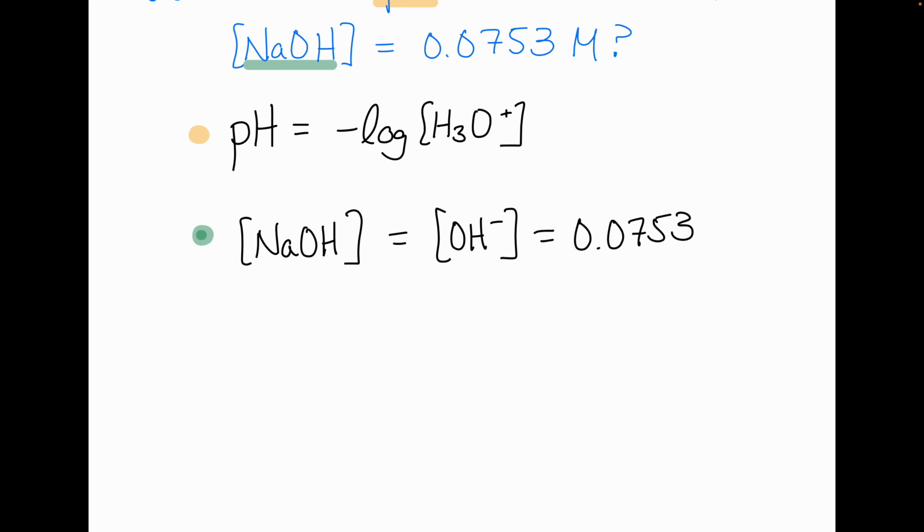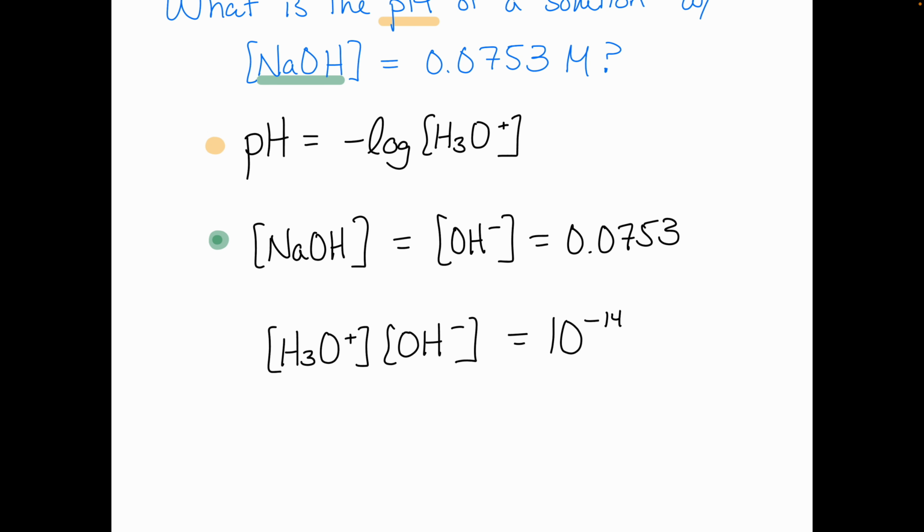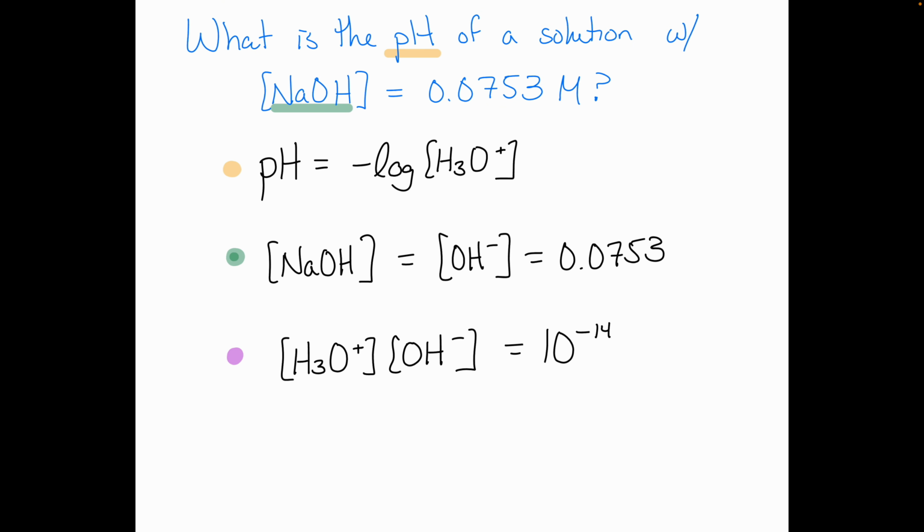So just to do this one real quick, we're going to need to use that auto-ionization relationship: the concentration of hydronium times the concentration of hydroxide equals 10 to the negative 14. We're going to have to use all three of these in order to get the pH of the solution. Again, I'm going to give you a minute or two to see if you can get there, if you have not already.